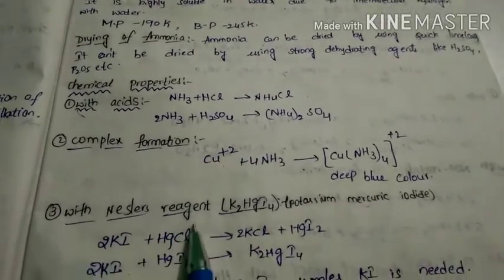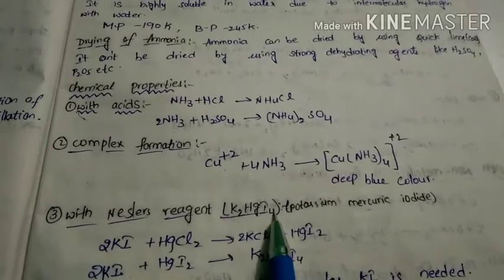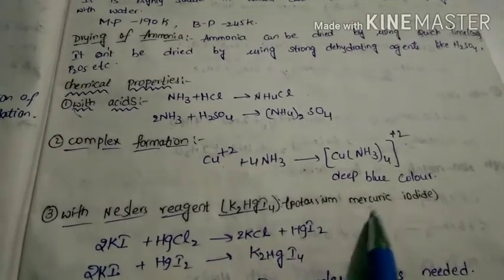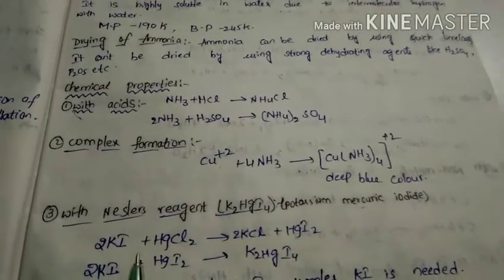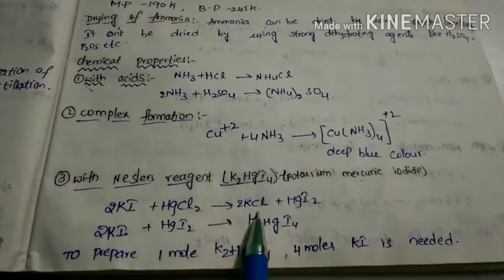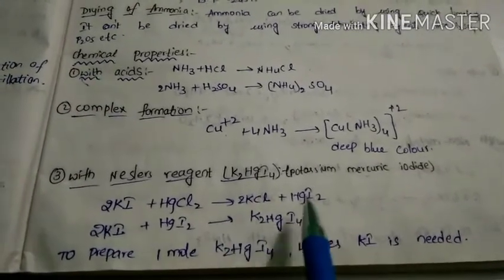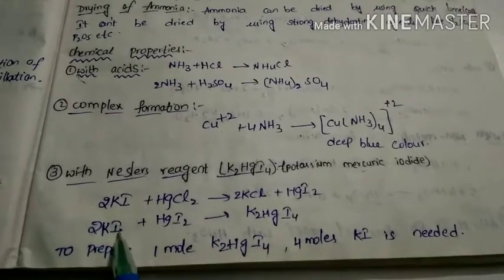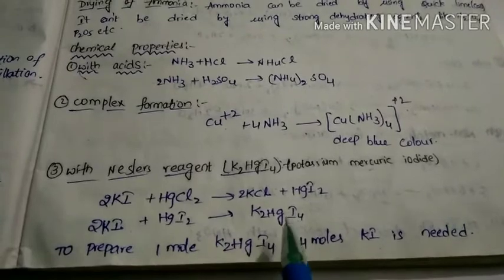Next, with Nessler's reagent, the formula for that is K2HgI4. Potassium mercuric iodide is called Nessler's reagent. Simply it is called Nessler's reagent. When potassium iodide reacts with mercuric chloride, then we get potassium chloride and HgI2. Again that HgI2 reacts with 2 moles of potassium iodide. Finally we get Nessler's reagent. So this is the manufacturing of Nessler's reagent.